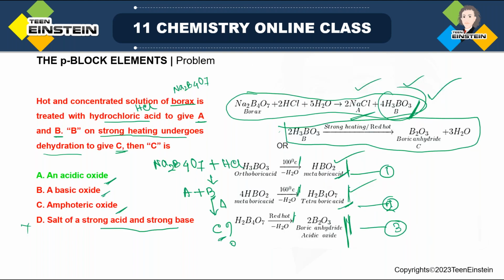Fine. So we'll end the session here. Next day we'll start the third compound of boron, which is diborane. So up to this slide, we have finished the first two compounds of boron, borax and H3BO3.